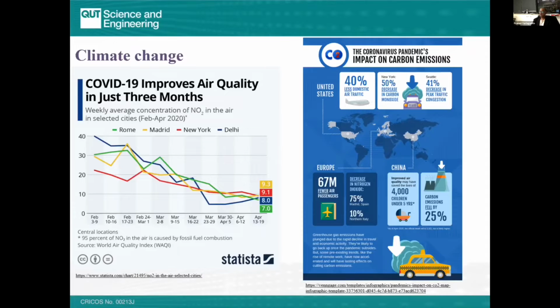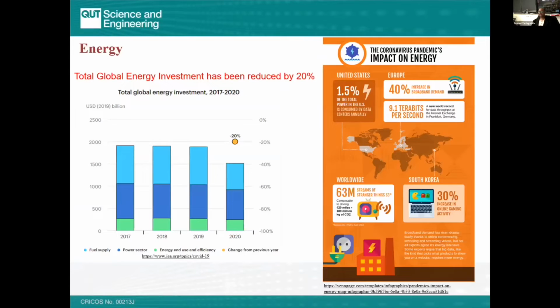It has had a positive impact in some sectors, and big cities like Delhi, Tokyo, Shanghai, Beijing, we had such a kind of pollution impact. They drastically reduced. You can see the energy consumption also drastically reduced. That includes all three: fuel supply, power sector, and energy efficiency. You see the comparisons here. They drastically reduced from this level to this level. Overall, there's a 20% change from the previous year at the same time.